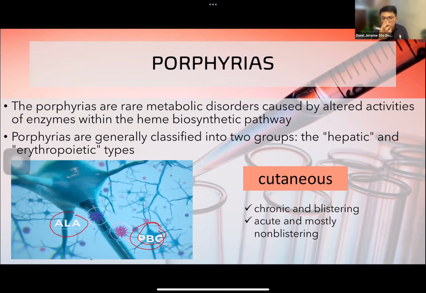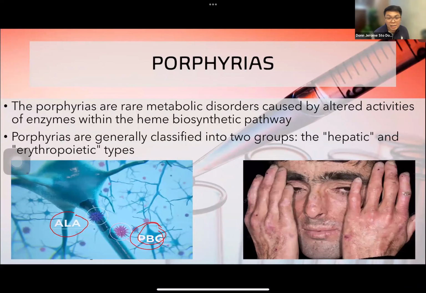While cutaneous manifestation is said to be due to elevation of the later intermediates of the heme biosynthetic pathway. This patient is a patient with porphyria cutanea tarda. You can see here that the skin has cutaneous manifestation. This is due to elevation of porphyrinogens and porphyrins. Basically, when you already have the cyclic structure, right? When you already have the cyclic structure.